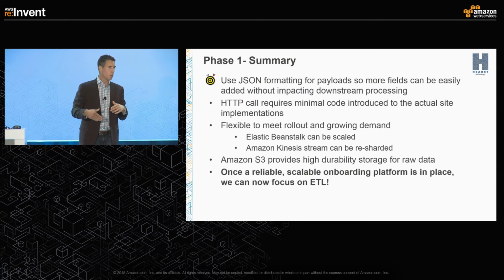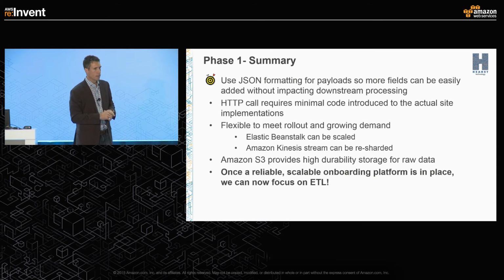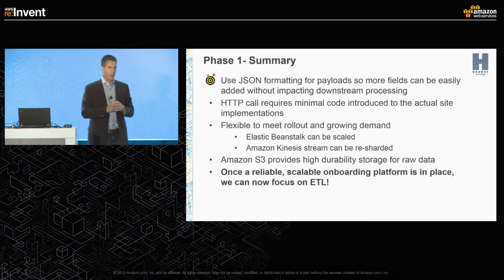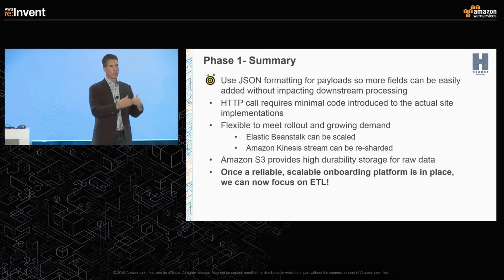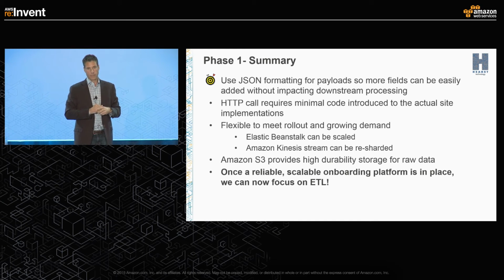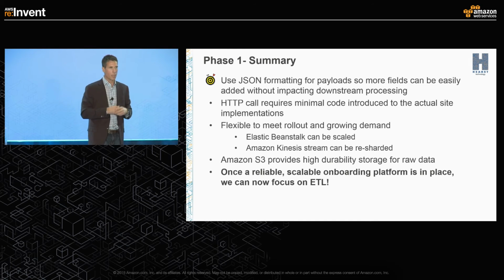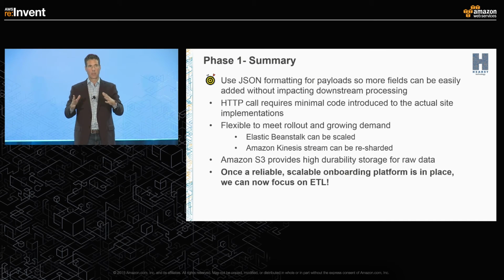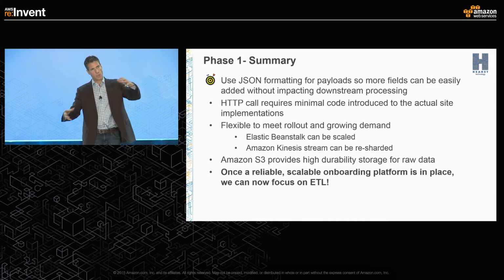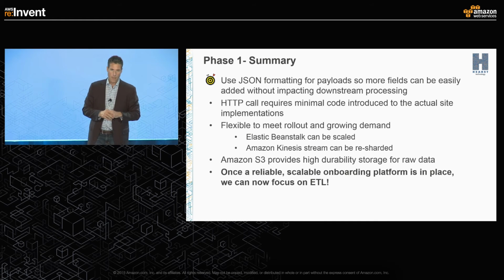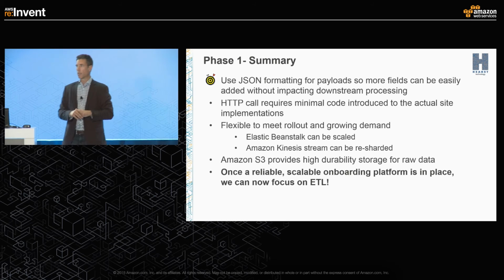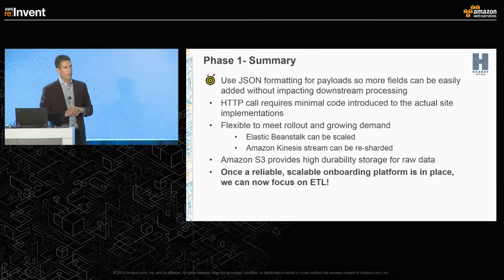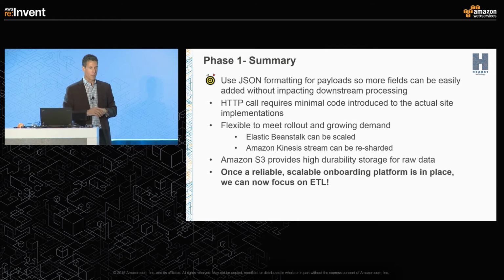So the summary of phase one: use JSON. We use the HTTP call requests to get the minimal amount of code introduced on the page. And we liked Elastic Beanstalk and Kinesis because it's auto-scalable. So as we began to ramp up our sites and got them all on board, they would auto-scale up to handle the load. And S3 was a great place to stick all the data for starters because it's reliable. And of course, all of the other processes later on rely on S3.